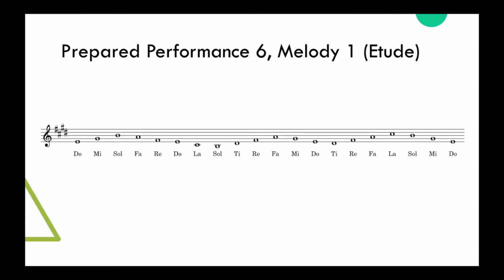As we get into the melody, last week we did a diminished seventh chord. This week there's going to be a half diminished seventh chord mixed in here. So again, we start with our tonic triad, do, mi, sol, goes to fa, re, do, la, and then here we have sol, ti, re, fa. That is a dominant seventh, resolves to mi, do, and then ti, re, fa, la is a half diminished seventh.